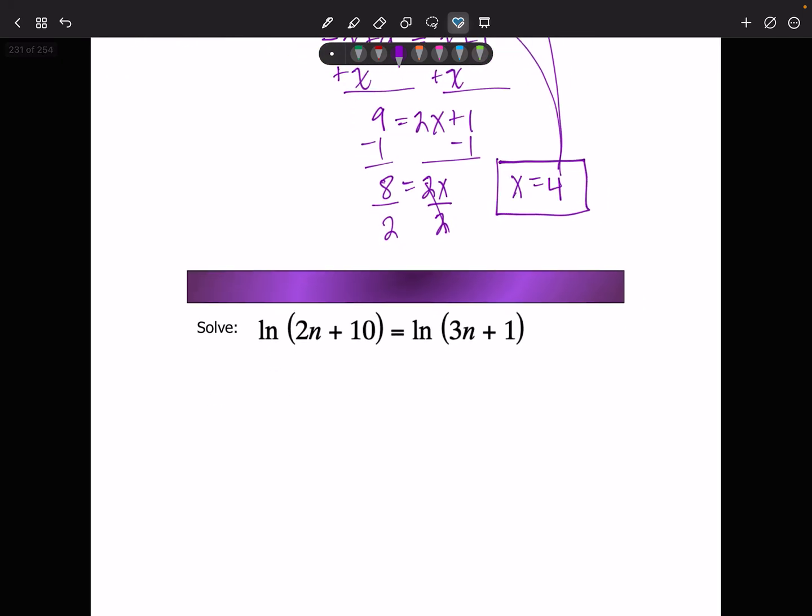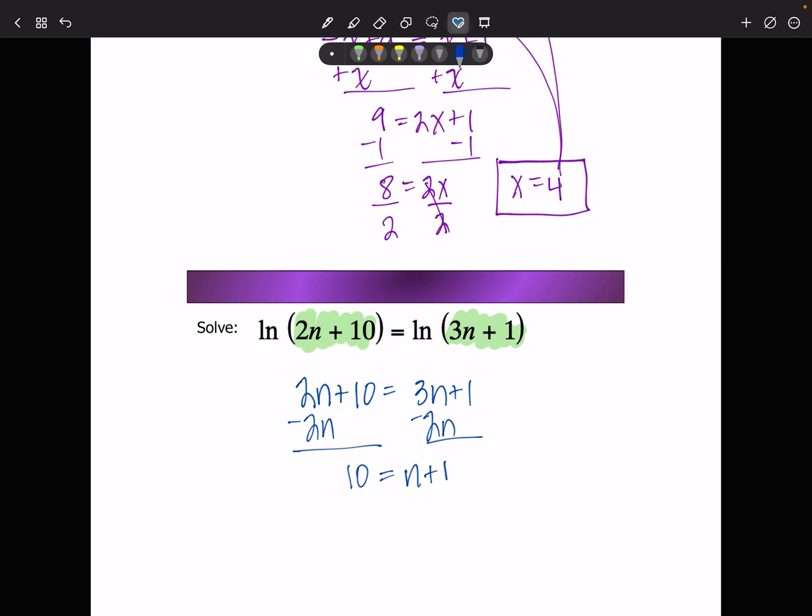Okay, let's try again. We've got one natural log is equal to one natural log. Therefore, their arguments have to be equal to each other. So 2n plus 10 has to equal 3n plus 1. I'm going to subtract 2n from both sides. 10 equals n plus 1. I subtract 1 from both sides. 9 equals n.